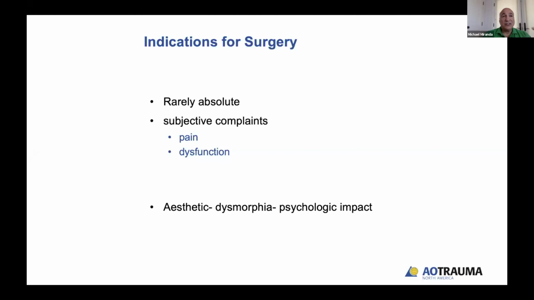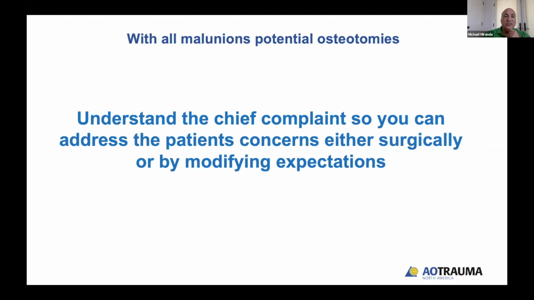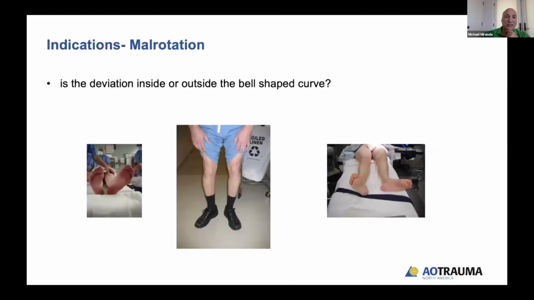Remember that there are some folks who will have some type of abnormality, and this is dysmorphia, a psychological issue. You want to make sure that you recognize this so that you can satisfy the patient and make sure that you have a proper indication for intervention. So it's critical that you understand that chief complaint so you can address not only the patient's concerns, either surgically, or make sure that you modify their expectations so that they end up being satisfied with the interaction.